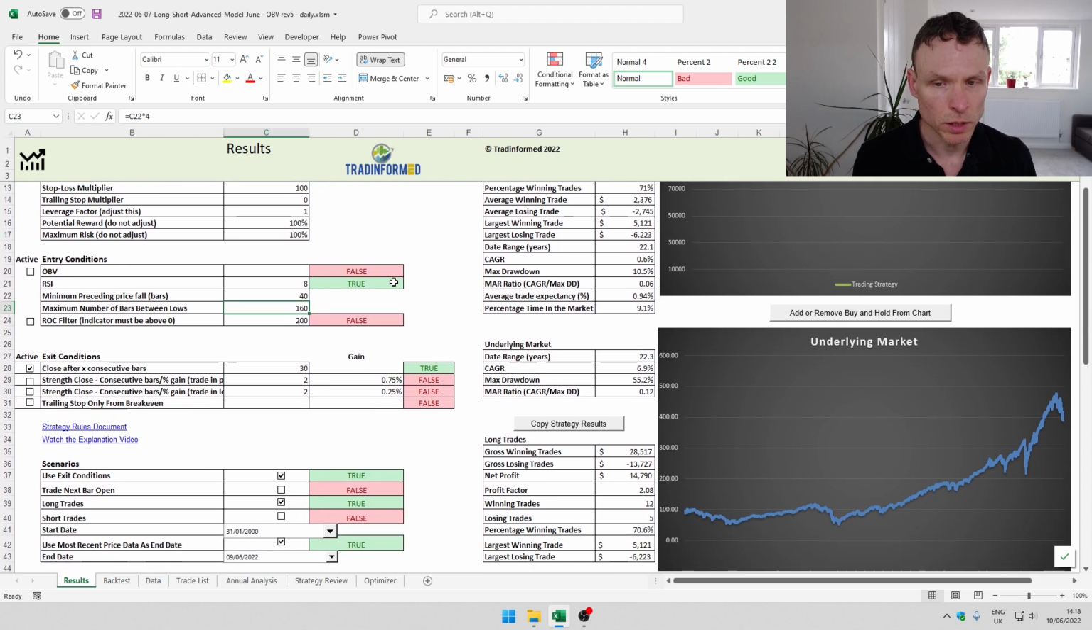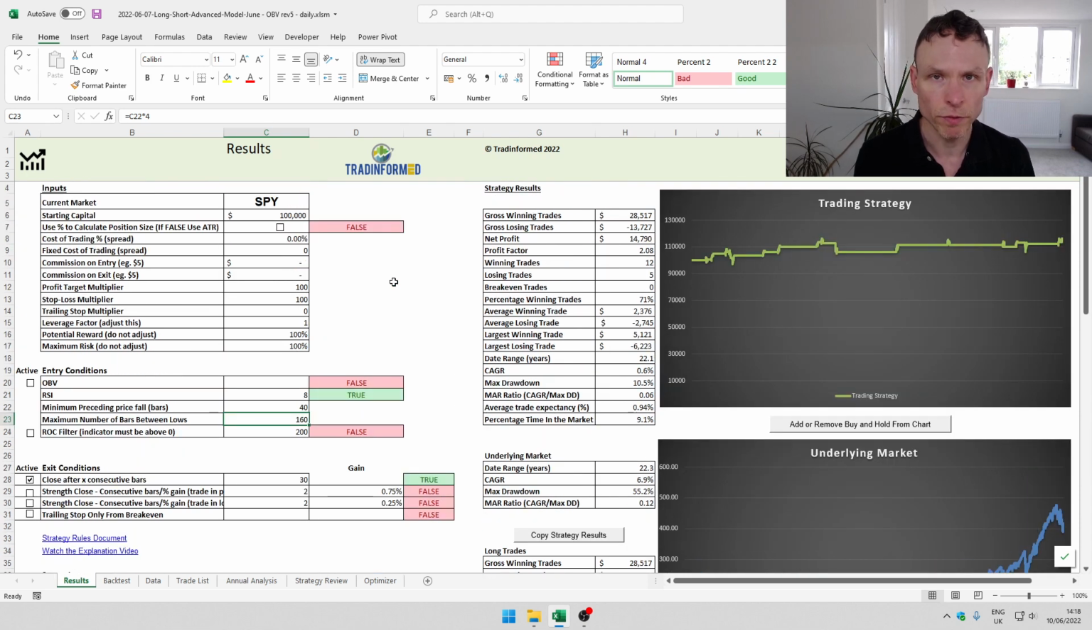So I've got the Spider ETF, which tracks the S&P 500, a great market for all sorts of different patterns and technical analysis, a really good market to trade.